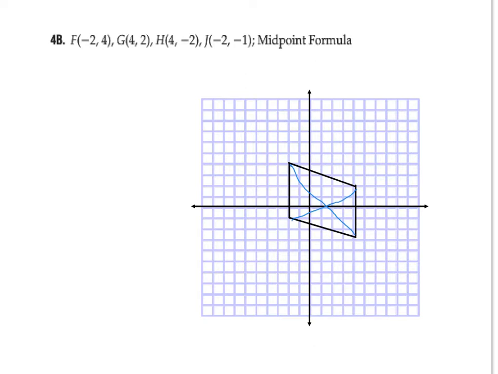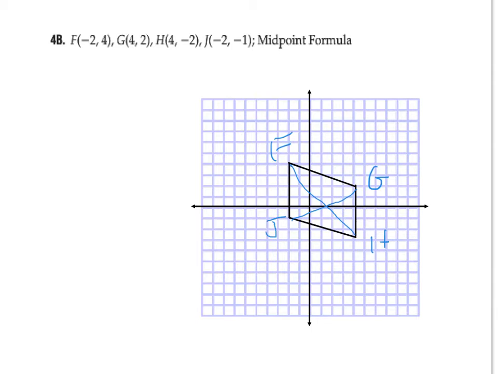So first of all, let's label my points. F is (-2, 4), so that's F. G is (4, 2), so that's G. H is (4, -2), so that's H. And J is (-2, -1), so that guy's J right here.